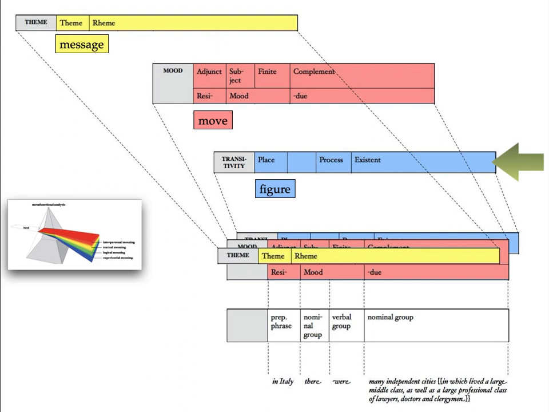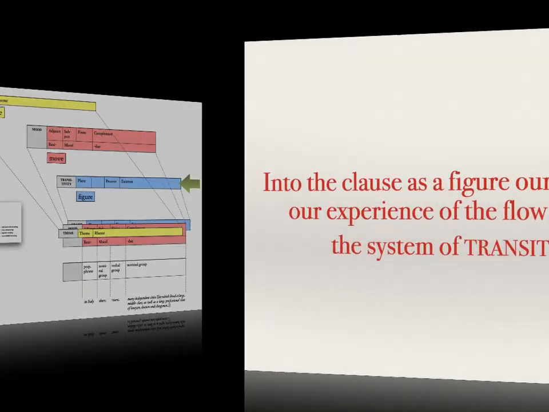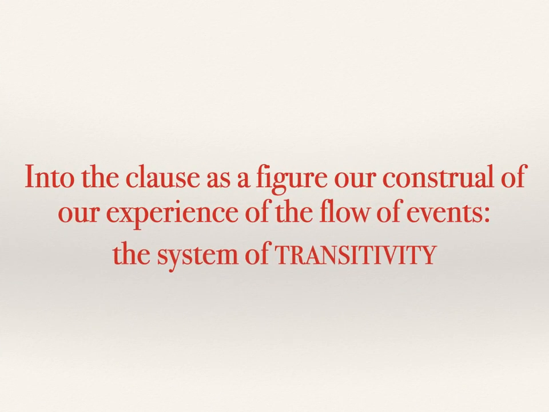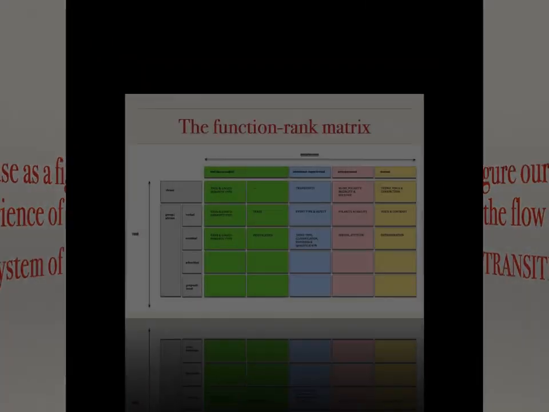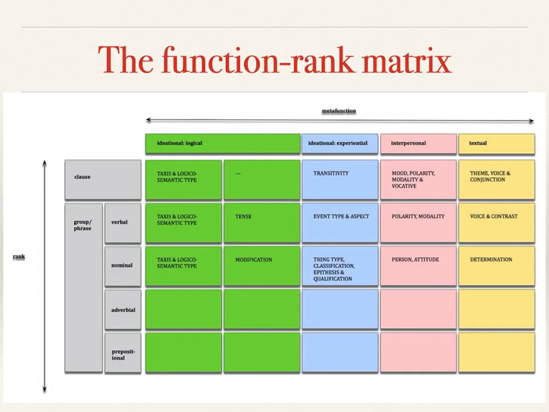So we now move into the view of the clause as a figure, looking at the experiential grammar of the clause. So in the clause as a figure, our construal of experience of the flow of events. What's the resource? The system of transitivity. If we look at that in terms of our function rank matrix, it's the blue column at the top row of clause.